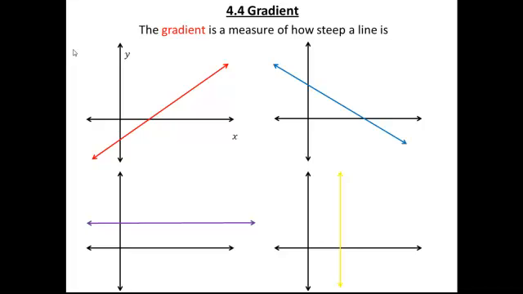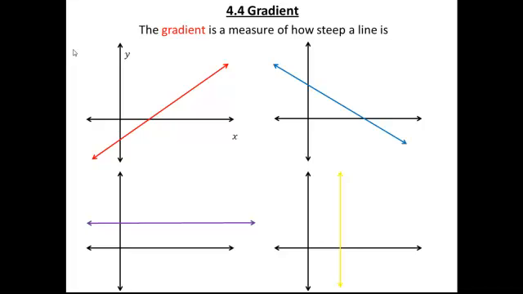Okay, today we're going to be talking about the gradient of a line, and I've mentioned this a few times in the earlier videos, but we're going to explore it in a bit more detail today. So the gradient is just a measure of how steep a line is. Now, we can have 4 different types of gradients.